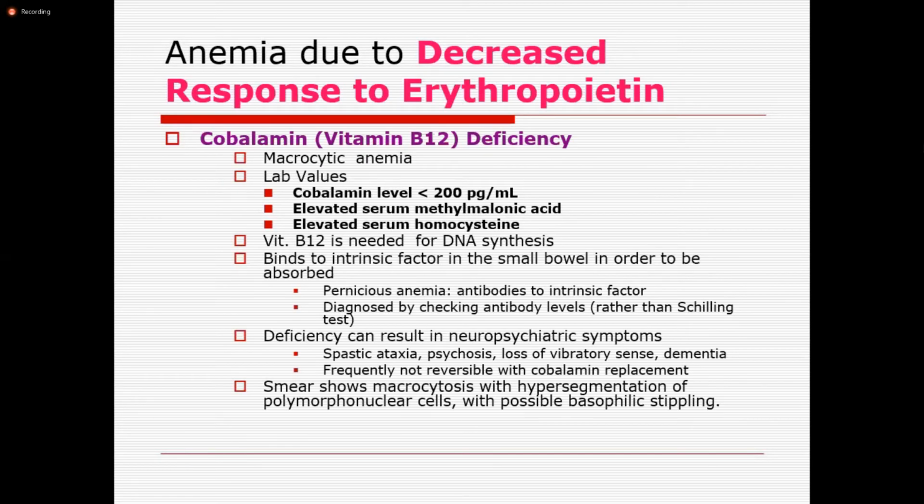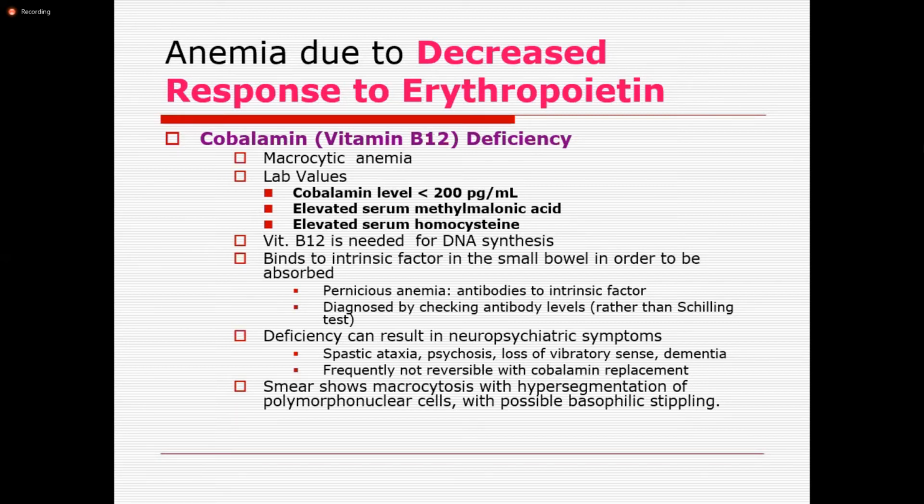For decreased response to erythropoietin, we had already mentioned these causes: B12 deficiency. Deficiency of B12 may also lead to other neuropsychiatric symptoms like gait ataxia, spastic paraparesis, psychosis, loss of vibration sense, dementia. These are other features related to B12.